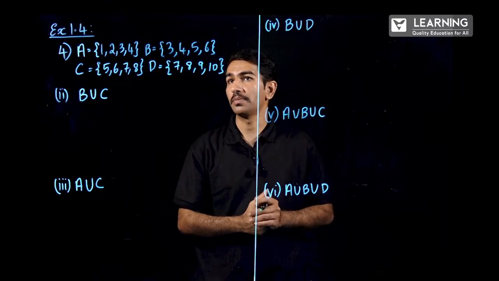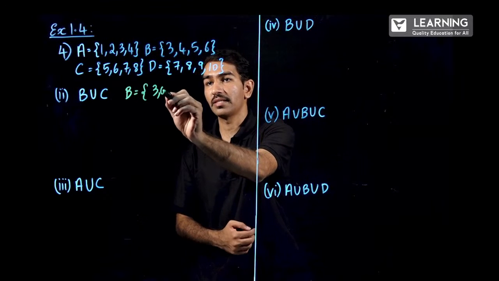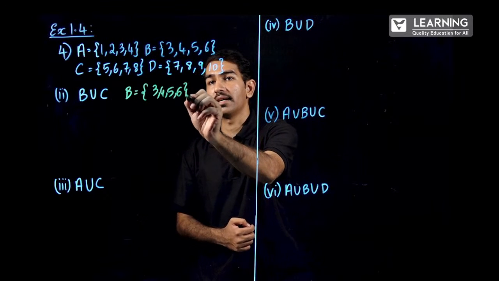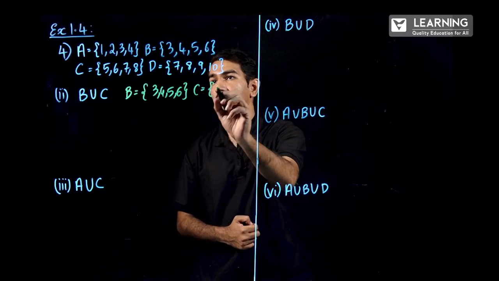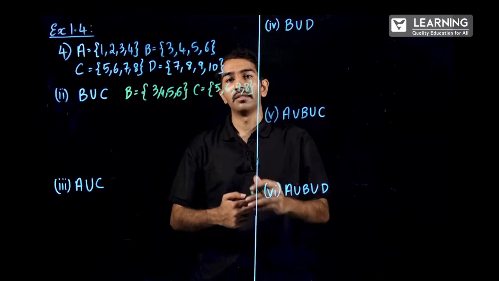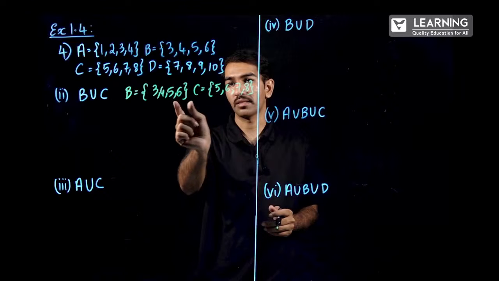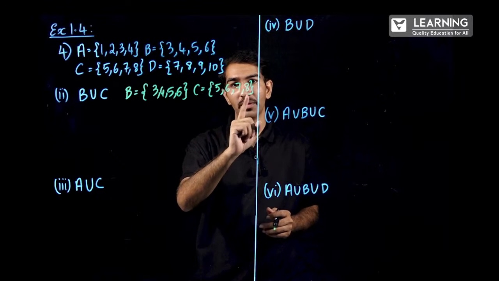Alright. So what is B, students? B will be equal to 3, 4, 5, 6 and C will be equal to 5, 6, 7, 8. What are the repeating elements in both B and C? That is 5, 6 and 5, 6. Since it is repeating, we will write it only once.